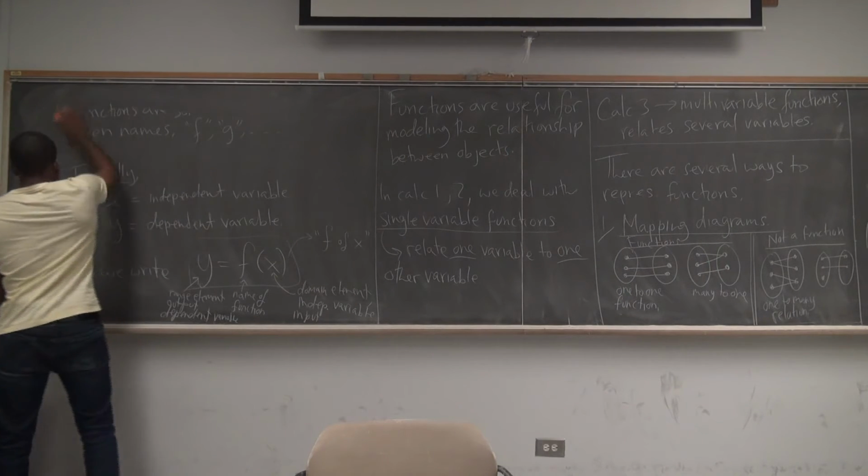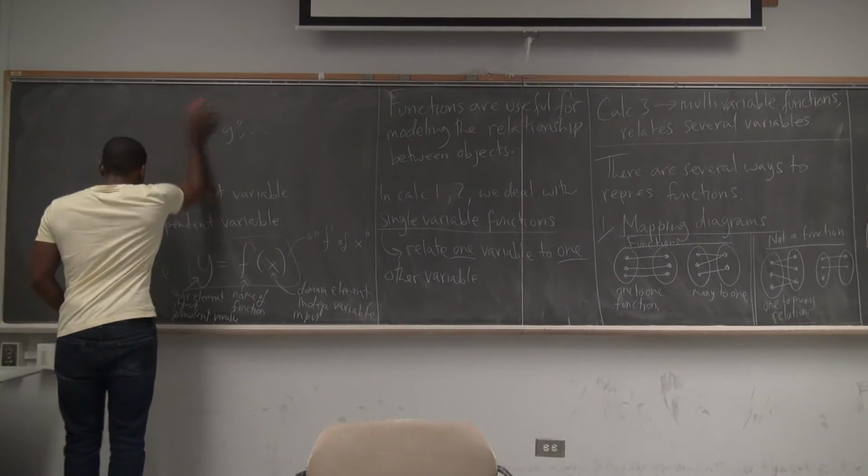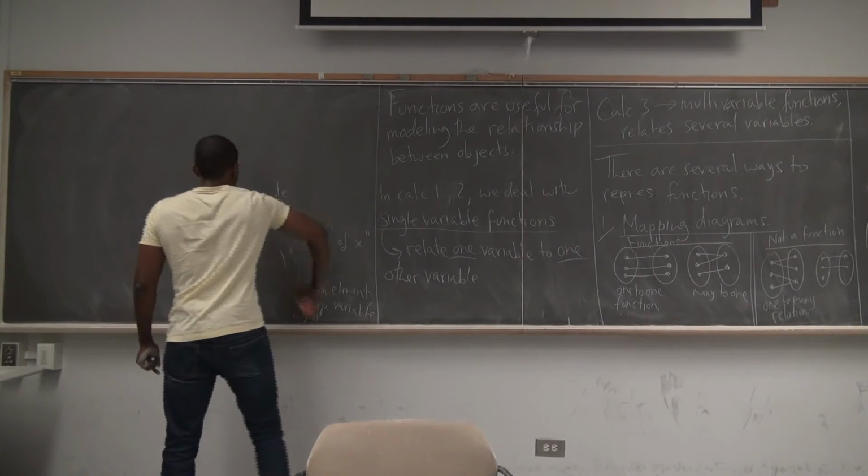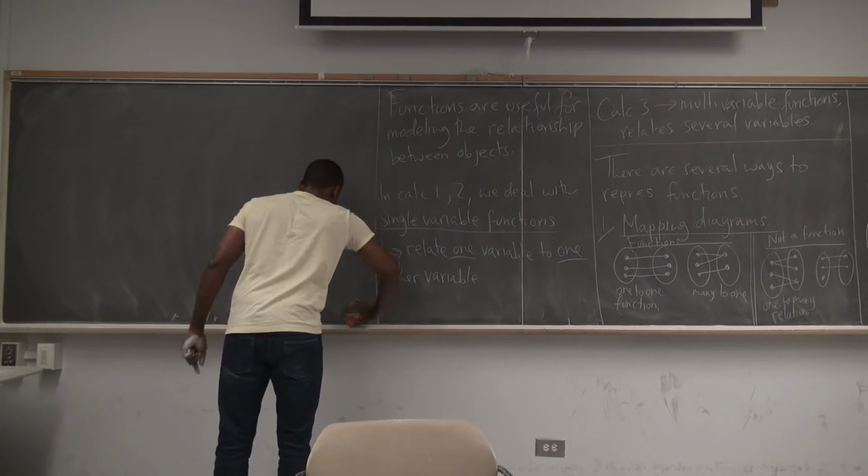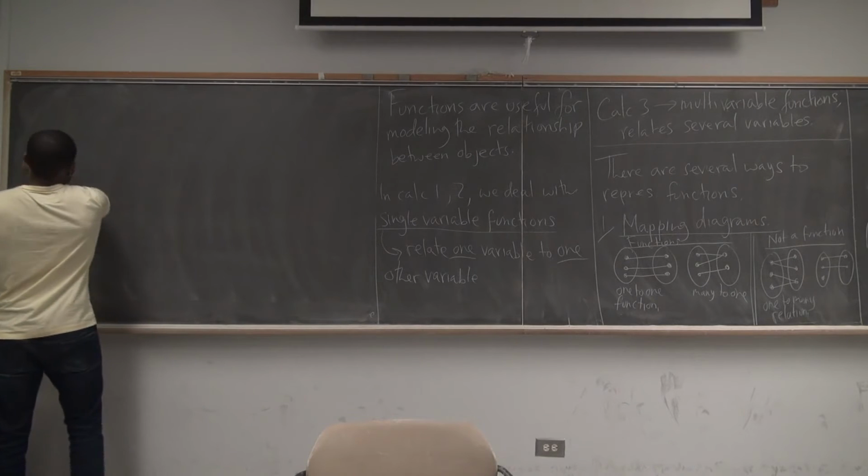So a mapping diagram is one way to represent a function. We're not going to use that way often, but it's one that if you see it, you should recognize, hey, that's a function, or that's not a function.